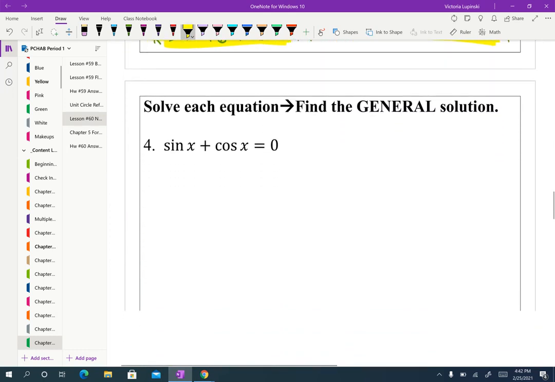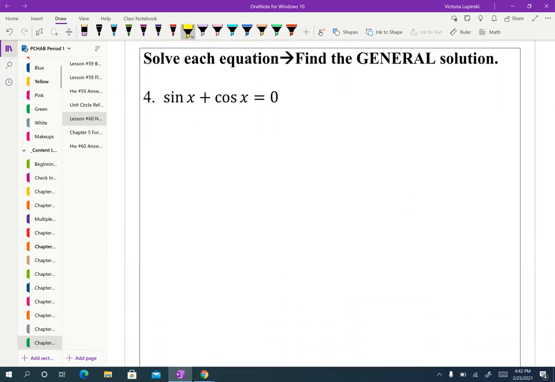For these last two, there is a technique that you just haven't done ever for trig functions. So we're going to go ahead and make sure we give a little bit of extra care to those. So here for number 4, we're again going to be finding the general solution. And we have the sine of x plus the cosine of x equaling 0.